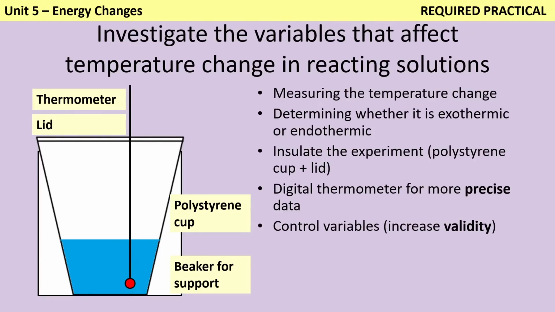Okay, and it's kind of tricky because there's lots of these where you could change one thing, and if you're not changing that thing, then you need to control it. But for instance, if you're not examining the impact of concentration, you should keep the concentration the same. Or if you're not examining the impact of changing the mass of metal added, then you should keep the mass of metal the same.